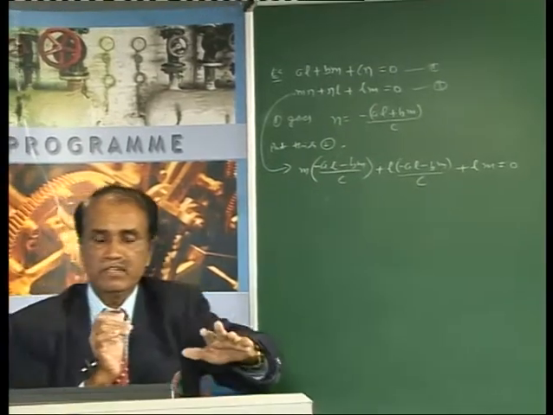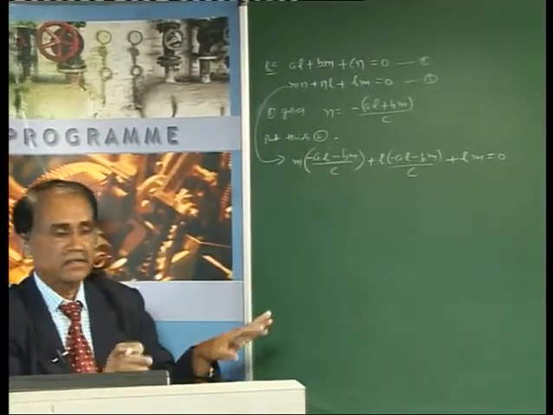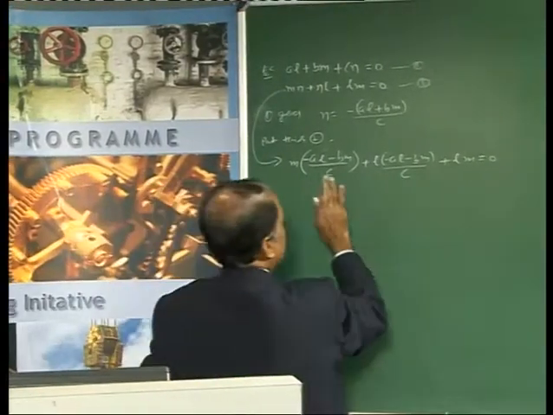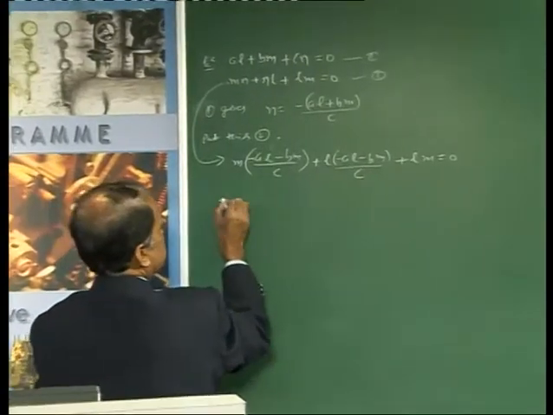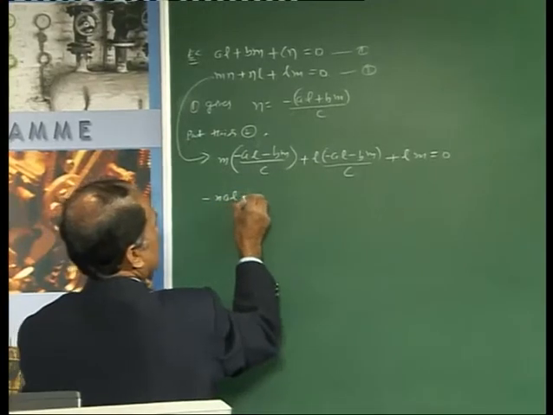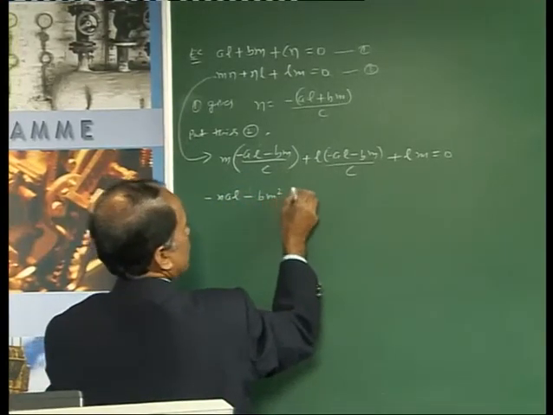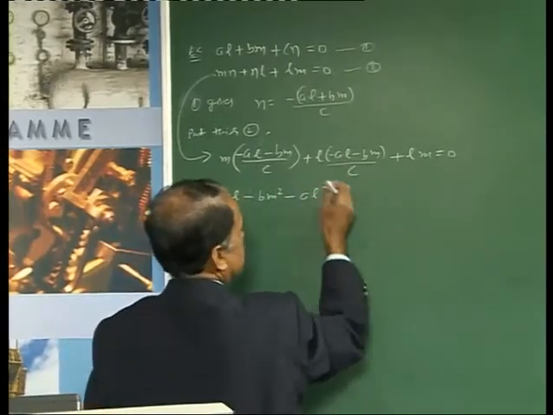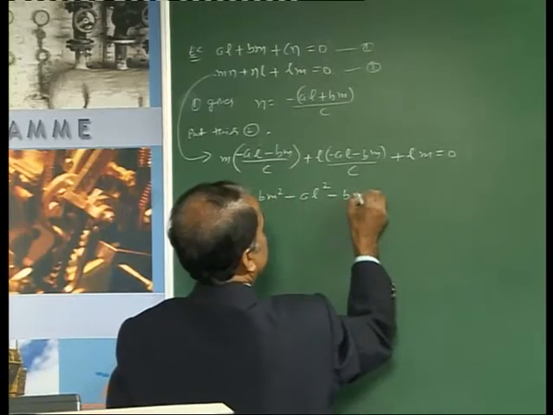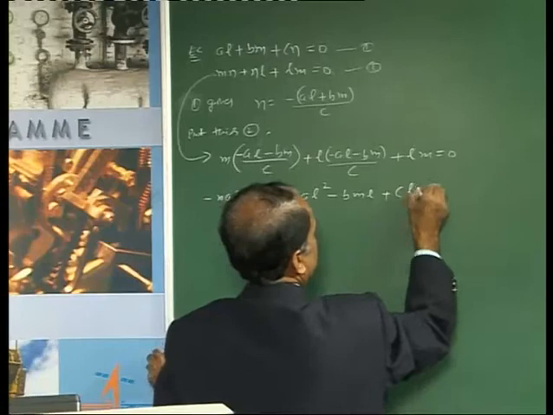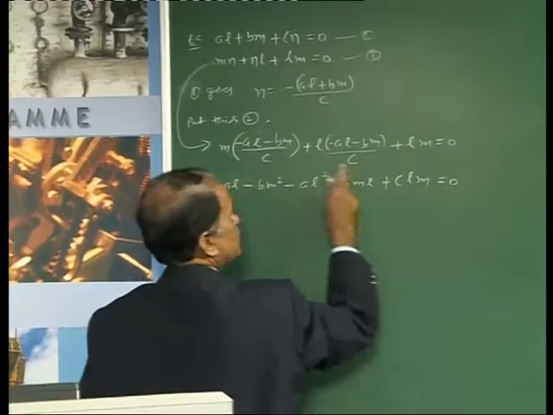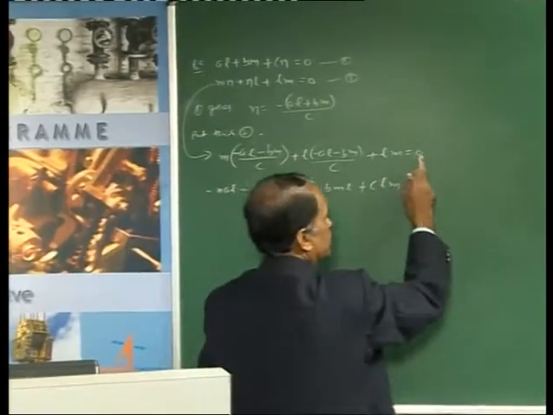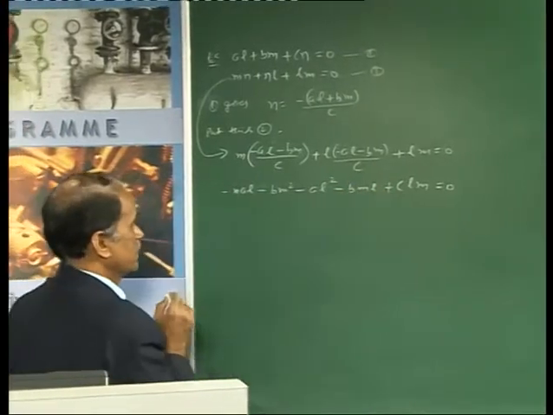This is only mathematical work, figure is not necessary. Actually figure is necessary, but I am avoiding it. Even by other methods you can write it directly, but this is the shortcut method I am explaining. Now if you take this as LCM, then this must be minus MAL minus B into M square, minus A into L square, minus B into M into L, plus C into L into M, then the LCM C will be written on the right side as multiplication to 0, therefore 0 into C becomes 0.